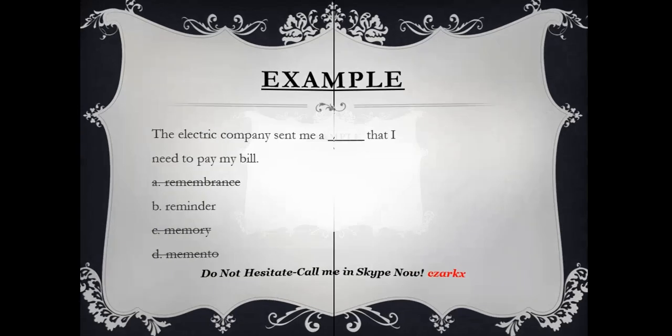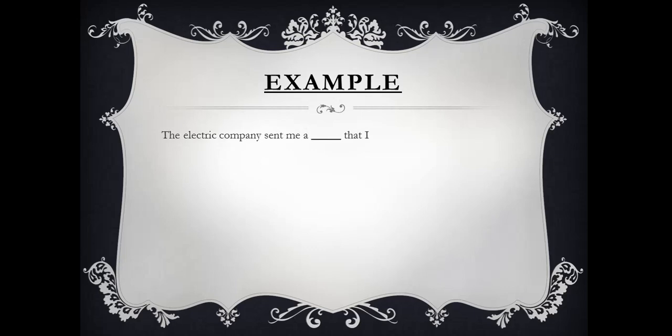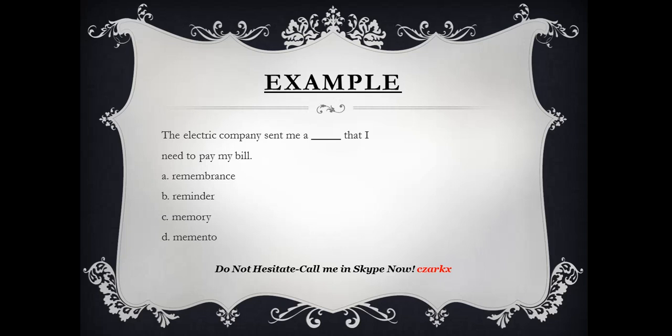Now let's go ahead and see how we can use again the same strategies, but with another way, right? So again, the electric company sent me a blah that I need to pay my bill. What should I choose? A, B, C, or D? Remembrance, reminder, memory, or memento?